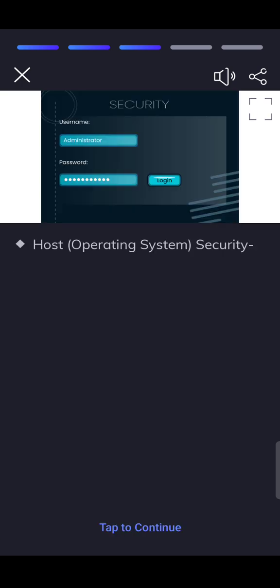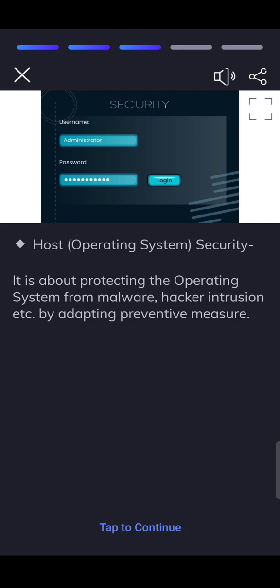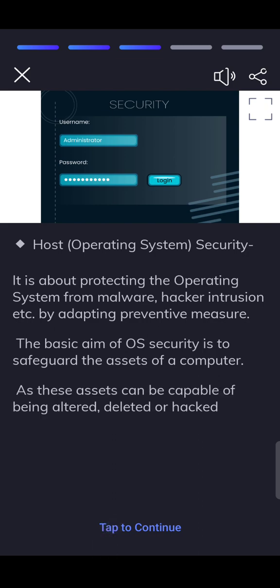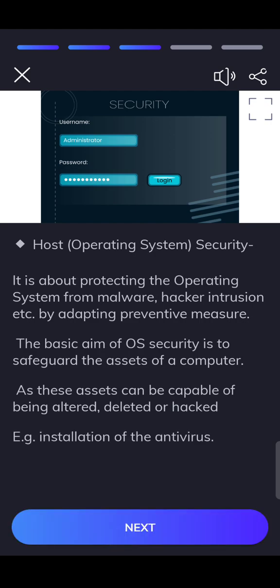Host, operating system, security. It is about protecting the operating system from malware, hacker intrusion, etc. by adopting preventive measures. The basic aim of OS security is to safeguard the assets of a computer, as these assets are capable of being altered, deleted, or hacked. For example, installation of the antivirus.